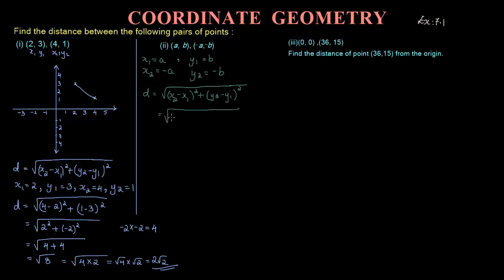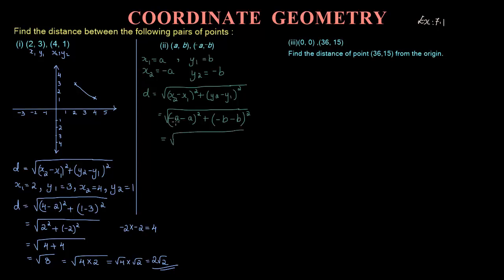x2 is what? Minus a, minus x1 is a. So let us write here plus y2 minus y1. y2 is minus b minus, and this is y1 is b. So let us write that as well. So we got it here.